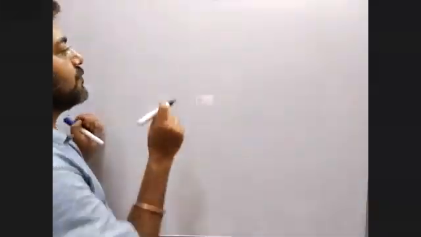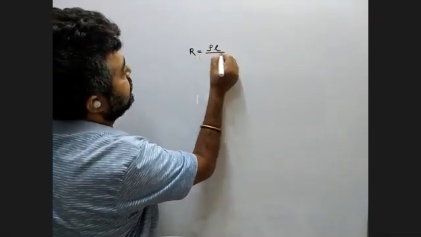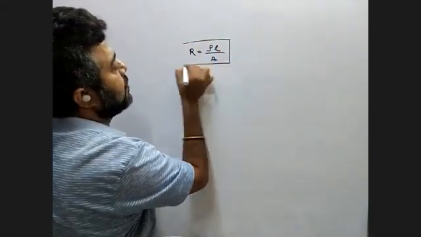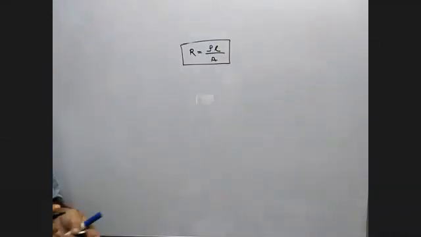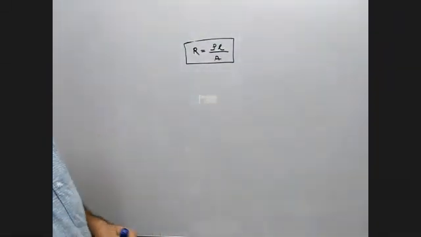In the last class, we know now that resistance R equals rho L by A, where R is the resistance, rho is the resistivity, L is the length, and A is the cross-sectional area.